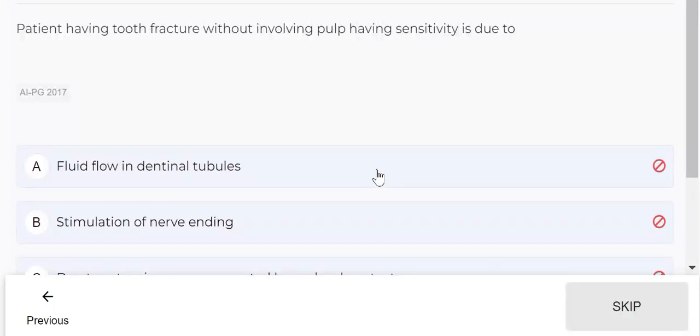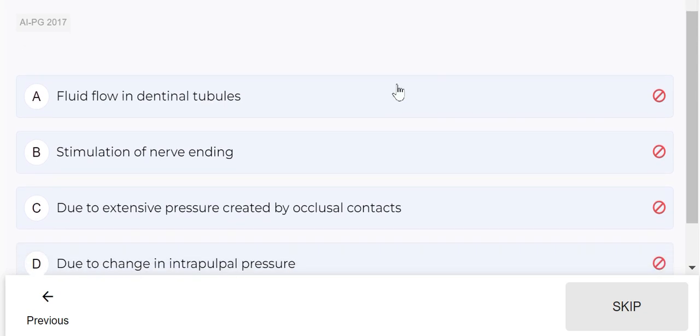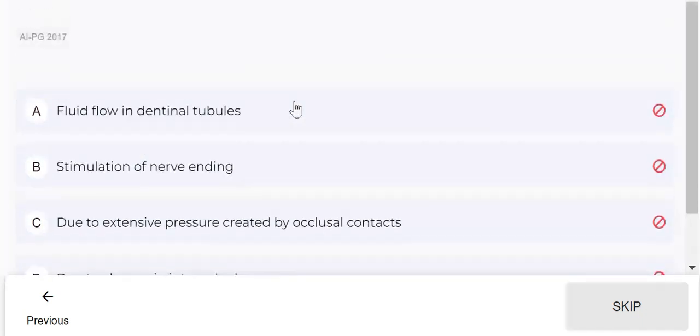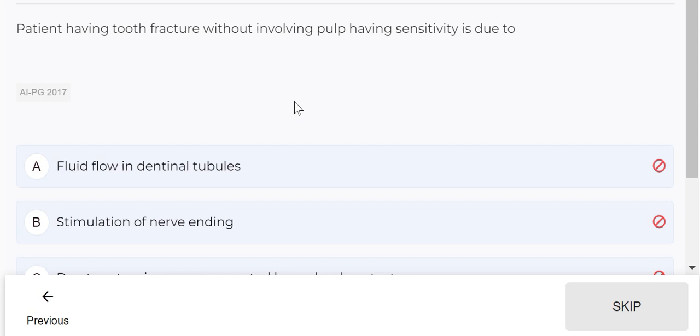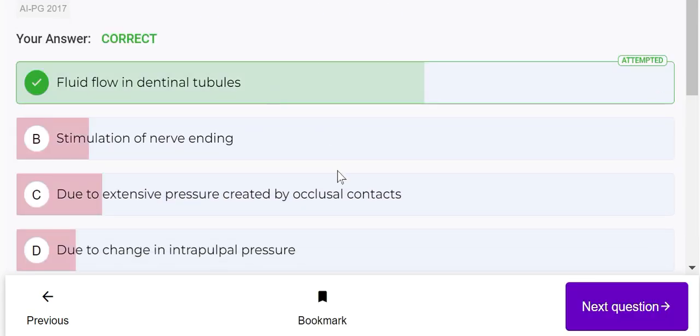Patient having tooth fracture without involving pulp having sensitivity is due to fluid flow in dentinal tubules, stimulation of nerve ending due to extensive pressure created by occlusal contacts, due to change in intrapulpal pressure. Having sensitivity is due to fluid flow in dentinal tubules.